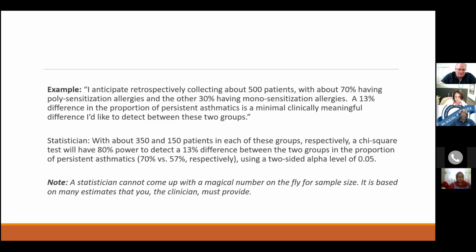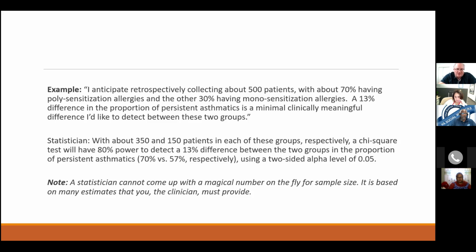They're saying if I have these two rates for persistent asthmatics, that difference of 13%, how many patients do I need to be able to detect it? So here, the statistician will run a calculation, and they're saying with about 350 patients in the poly group and 150 in the mono group. The reason they're not equal is because the poly group is more common. 70% have it, 30% don't. So 350 and 150 in those two groups, respectively.